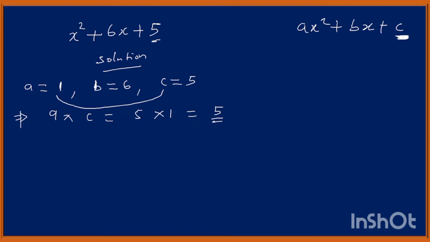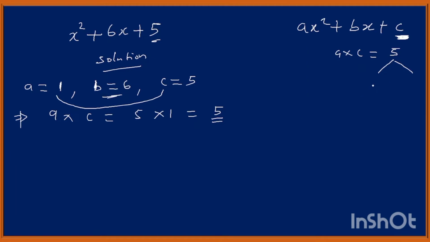The next step is to ask yourself, what are the factors of 5 that when I add them together, it will give me b, it will give me 6, which is the b here. And when I multiply them together, it will give me 5 back. This is what I mean. After multiplying a by c, I have 5. Now, what are the factors of 5 that if I multiply them, it will give me 5, and if I add them, it will give me the value of b?